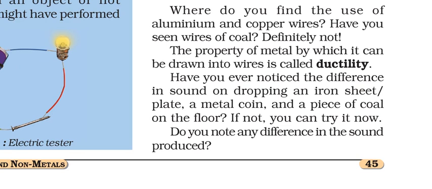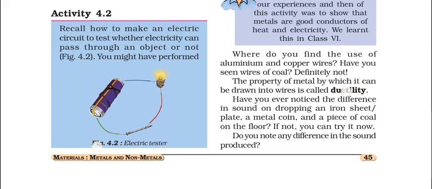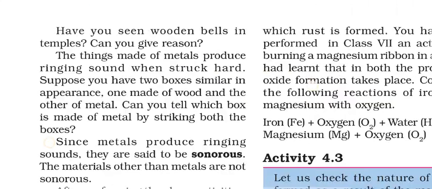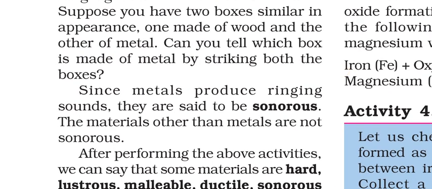Now, one more experiment you should do. Have you ever noticed the difference in the sound on dropping an iron sheet, a steel plate or a metal coin in your home, compared to coal or wood? Which makes more sound? Definitely the materials made up of iron or steel, right? Yes. So it means that metals are sonorous. What do you mean by sonorous? Sonorous means that metals produce sound when they hit any surface.